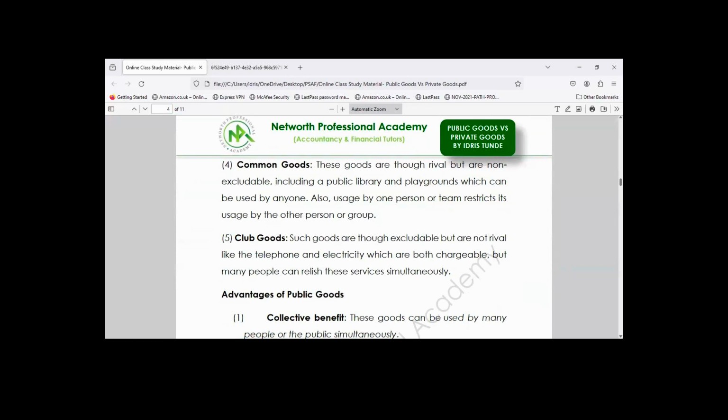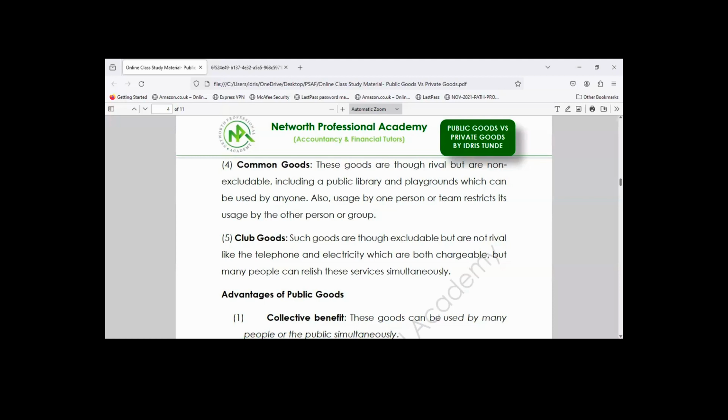Common good, another type of public good. Common goods are rival in consumption, but non-excludable. Examples are a public library and a playground. A public library has a capacity. They may say the capacity is 100 readers at a time. When the number of readers is exhausted, any new person coming to the library has to wait for the others to finish before they can have access into the library.